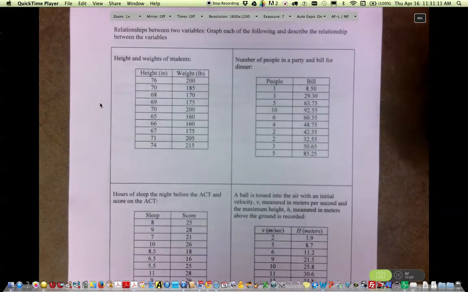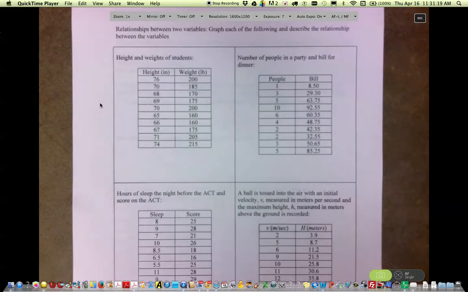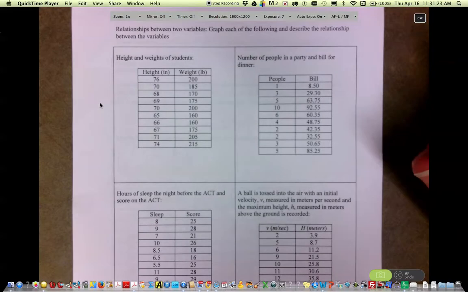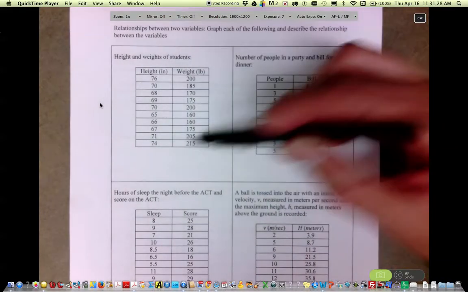Also, make sure that you've got your calculator handy, because I'm going to show you some of the things that your calculator will do that I think you're going to find to be very, very beneficial, especially in working with bivariate data. Okay, so the three data sets that I have here is a sample of about 10 kids here.